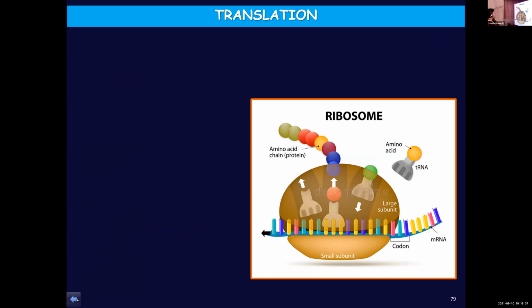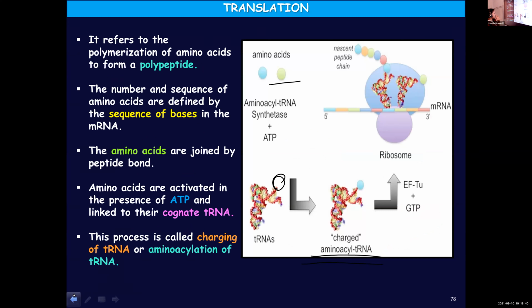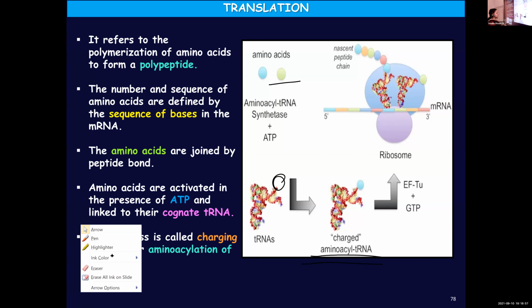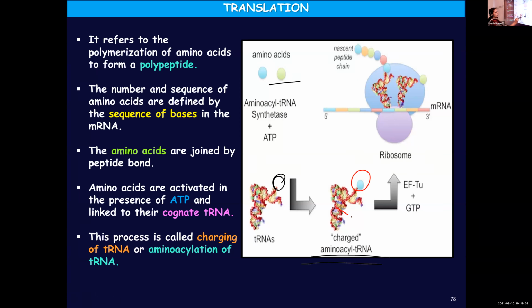I think the first part you understood. That is the amino acid. They will be activated. How are they getting activated? In the presence of ATP. And once they are activated, they will go and bind with the transfer RNA, their corresponding or cognate RNA. This is transfer RNA and they will bind with this transfer RNA. And this binding is based on the anticodon present. So these anticodons are specific, so only the matching amino acid will come and get attached.